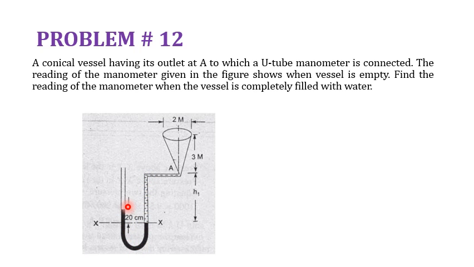The reading of manometer given in the figure shows that the vessel is empty. So initially this vessel is empty. Find the reading of manometer when the vessel is completely filled with water. So this conical vessel has 2 meter diameter and 3 meter height, and the height till the datum XX is H1. This reading H1 is not provided to you, while the level difference of mercury in two limbs is given. It is 20 centimeters. So you have to determine this new level difference of mercury when this vessel is completely filled with water.